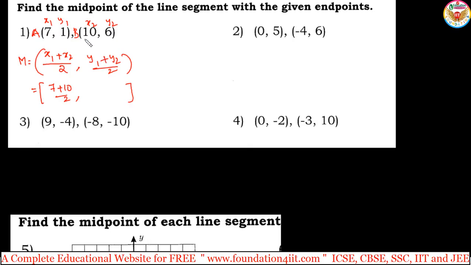Divide by 2. y1 plus y2. 1 plus 6, and divide by 2. It is simplified, that is the answer. 10 plus 7 or 7 plus 10. 17 divided by 2 comma 7 by 2. This is the midpoint of this.